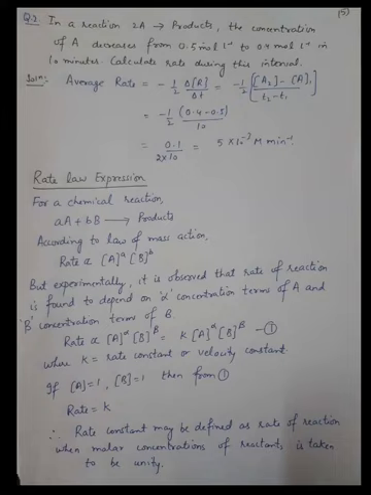A2 minus A1 upon T2 minus T1. 0.4 is the final concentration and 0.5 is the initial. 0.4 minus 0.5 divided by 10. The answer will be 5 into 10 to the power minus 3 mole per minute.